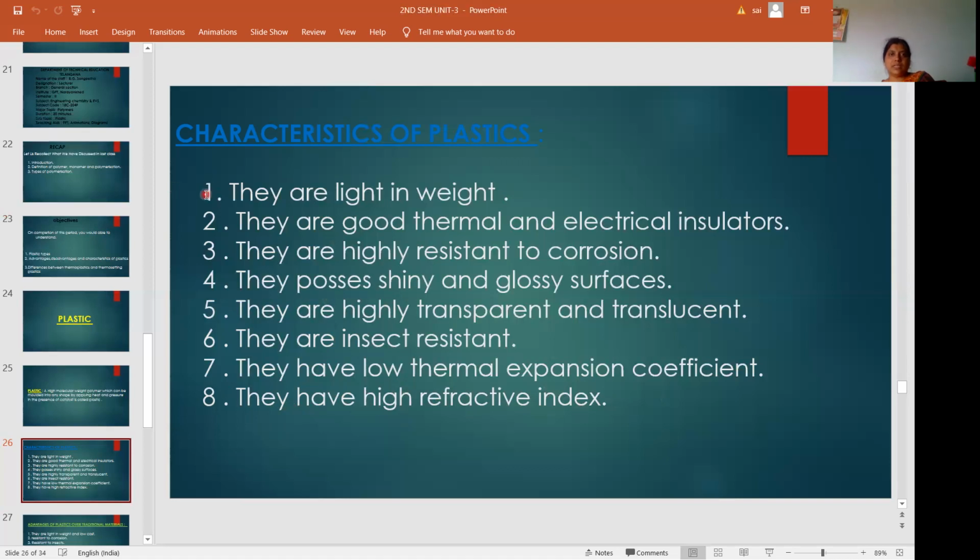So what is the first characteristic? They are light in weight. They are good thermal and electrical insulators. They are highly resistant to corrosion. They possess shiny and glossy surfaces. They are highly transparent and translucent. They are insect resistant. They have a low thermal expansion coefficient. They have a high refractive index.